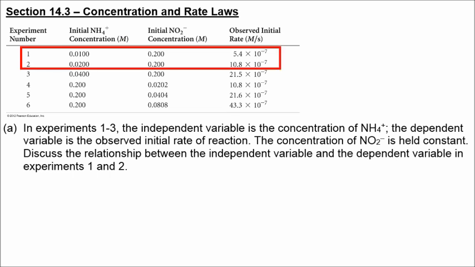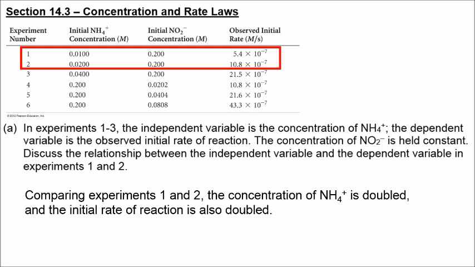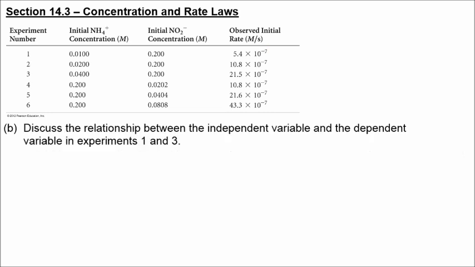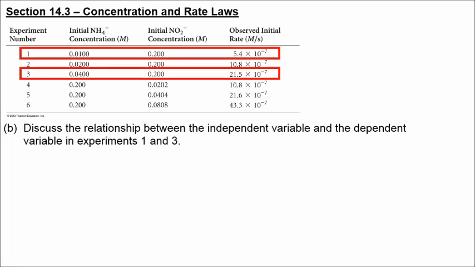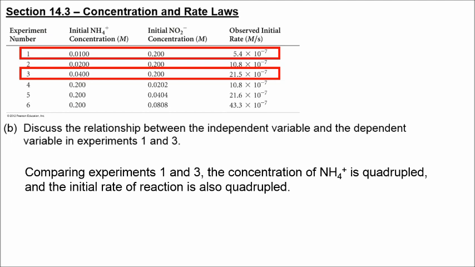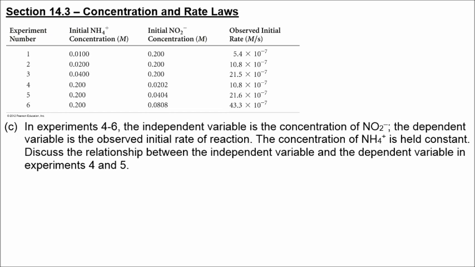In experiments 1 and 2, they have doubled the concentration of ammonium, and we have doubled the reaction rate. Comparing experiments 1 and 3, they have quadrupled the concentration of ammonium, and they have also quadrupled the initial reaction rate. Now in experiments 4 through 6, you can see that the ammonium is held constant at 0.2 moles per liter, and they're changing the concentration of nitrite.